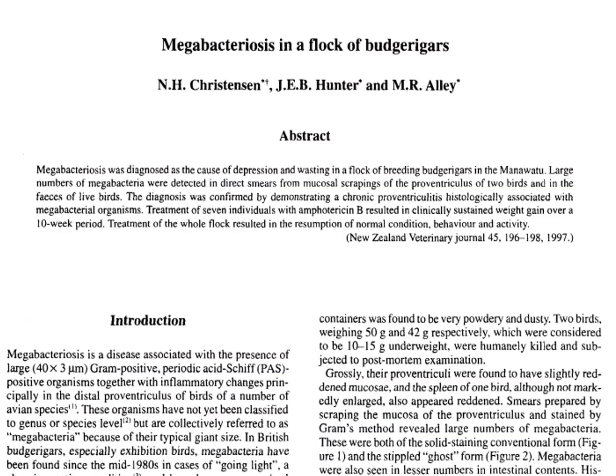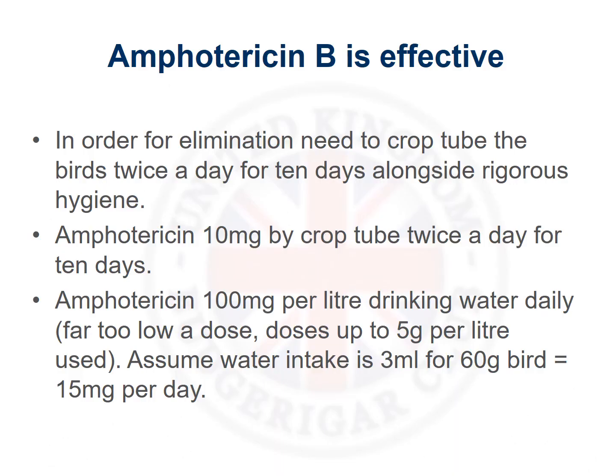But if you go through and start looking at some of the papers, there's loads of descriptions on this. This was quite a topical thing a number of years ago, looking at treating them with amphotericin to confirm it works. This one is from 1997, so you can get an idea of how old this disease is. It is effective, but you've got to get them to have enough into them. They need to have it crop tubed twice a day alongside rigorous hygiene to control it. And if you're putting it in the water, then again you're probably going to wind up with an inadequate dosage, and I'm not sure this is the best way to be trying to control avian gastric yeast, being honest with you.